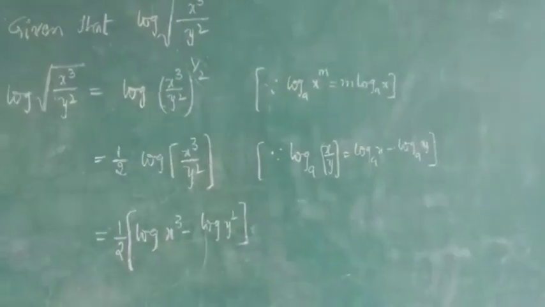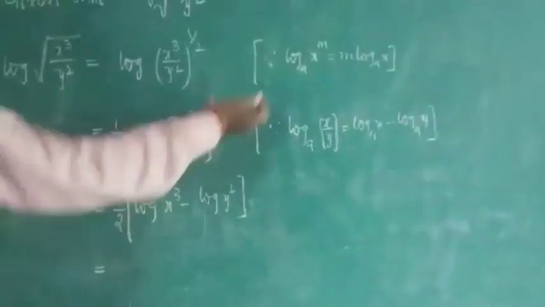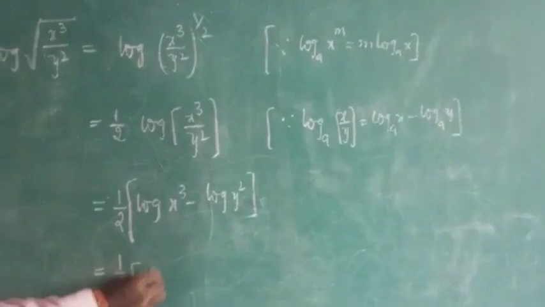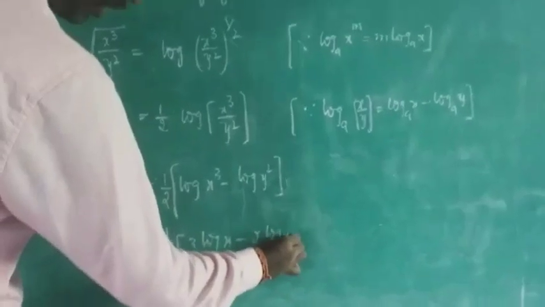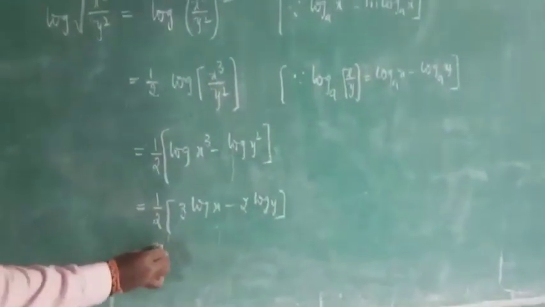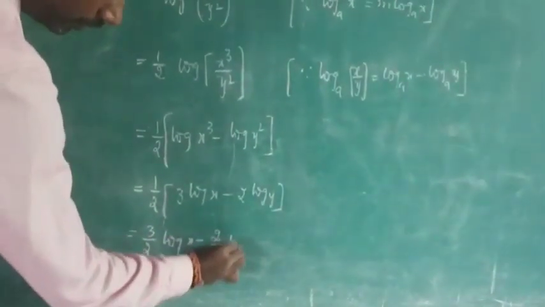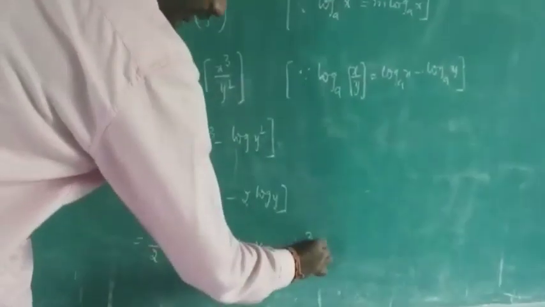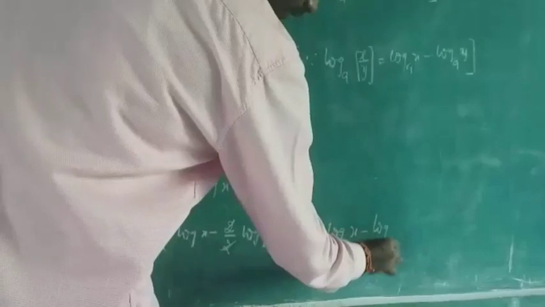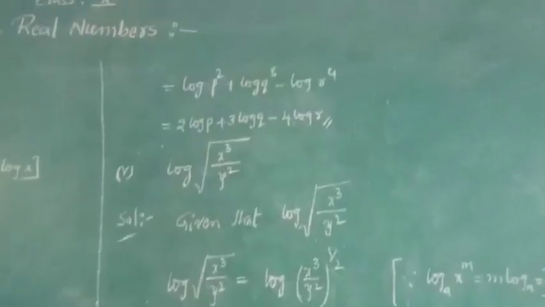So what is that? You need to apply here again the power rule. So 1 by 2 into 3 log x minus 2 log y. This is, you apply, 3 by 2 log x minus 2 by 2 log y. This gets cancelled. So you can write this answer as 3 by 2 log x minus log y. So concentrate on it, is it clear?